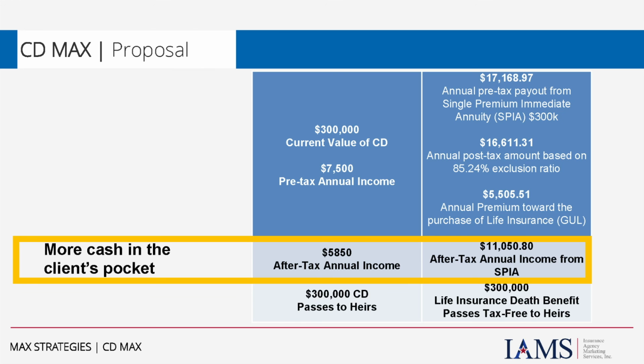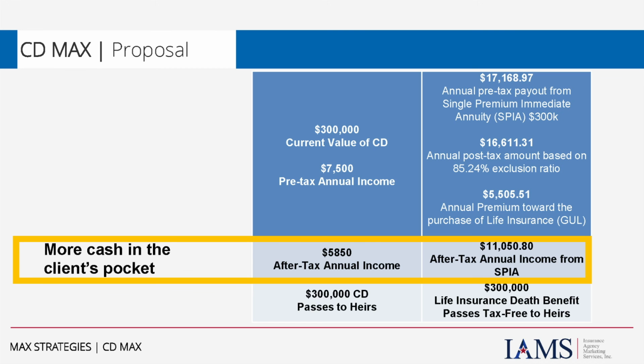The first solution that we would propose is something that can generate that same sort of leverage on the wealth transfer, but also increase the amount of money that June takes home. So what we could propose here is placing that $300,000 into an immediate annuity. And that immediate annuity is going to kick out a pre-tax income for June of $17,168. So when we take the exclusion ratio and taxes into account, that'll net her about $16,611.